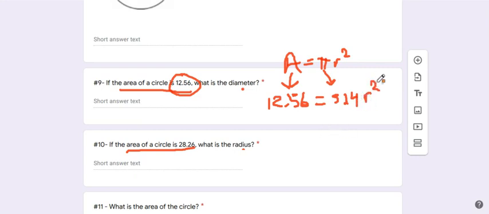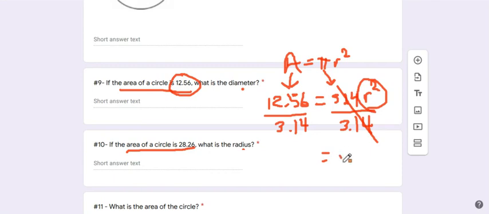Okay, now to solve for r, like we did previously where we undid the multiplication by division, we do something very similar right here. We undo the multiplication by division. I divide both sides by 3.14. I'm just using my knowledge of inverse operations. So when I do that, these 3.14 simplify, and on the right side, all I have left is r squared. In my calculator, I put in 12.56 divided by 3.14, and I get 4.